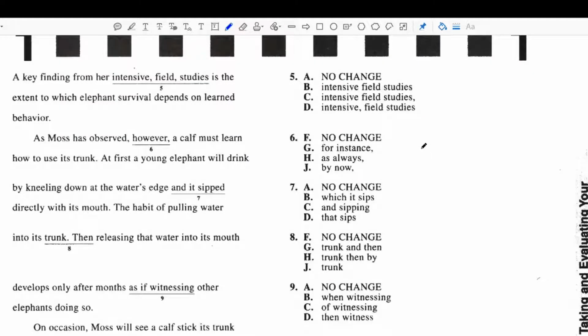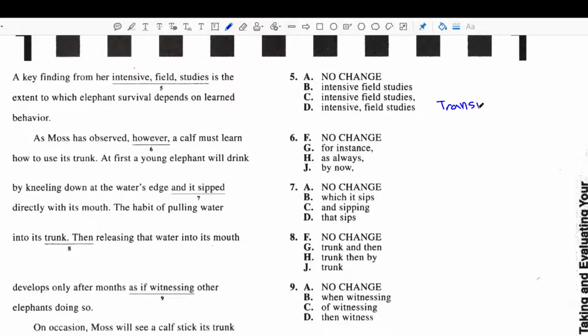Okay, next we're going to do question number 6 on the English test. Let's begin by reading the sentence as is. "As Moss has observed, however, a calf must learn how to use its trunk." Okay, so this is a classic category of questions called transition word questions.